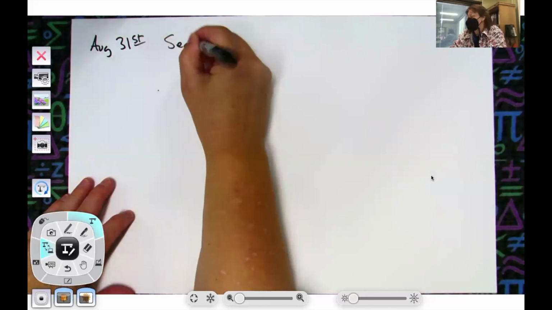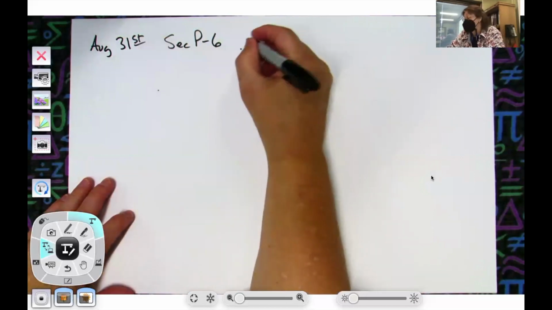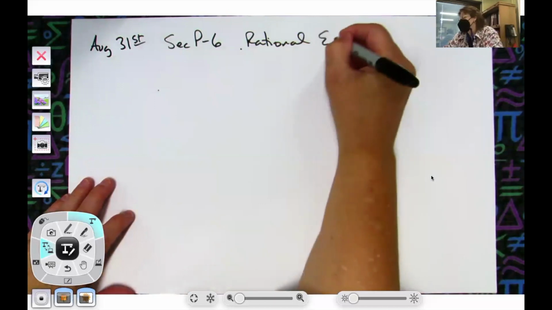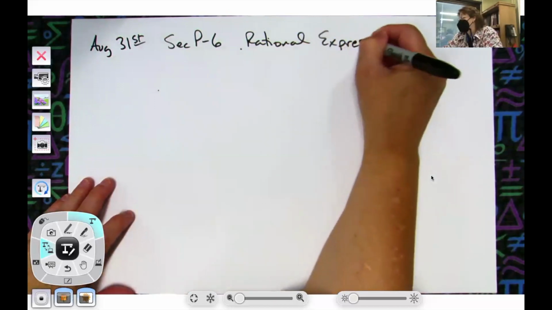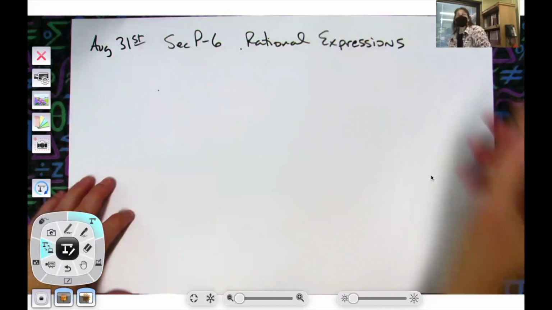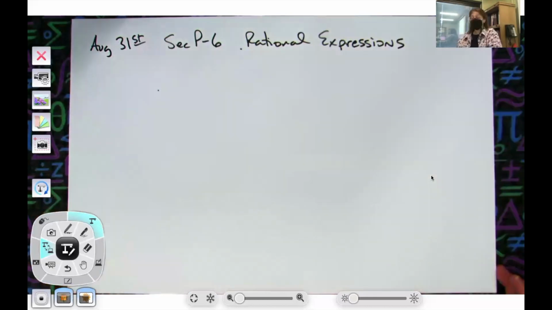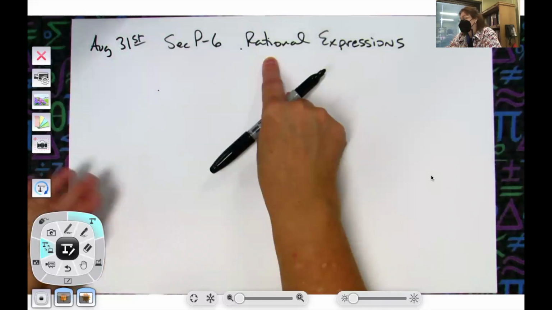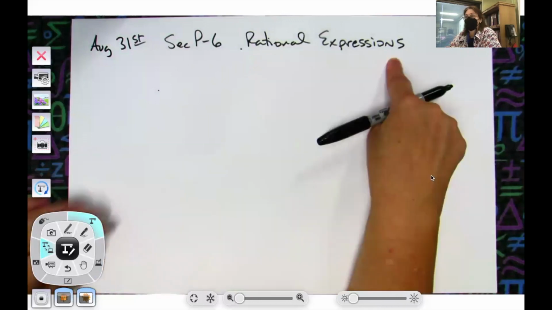Section P-6, which is rational expressions, and that's the part that's going to be new. All right, and then at the end, we'll do some simplifying of a complex rational expression. Again, since this is the review chapter, rational expressions you would have done in an Algebra 2 class, it would have taken an entire chapter.